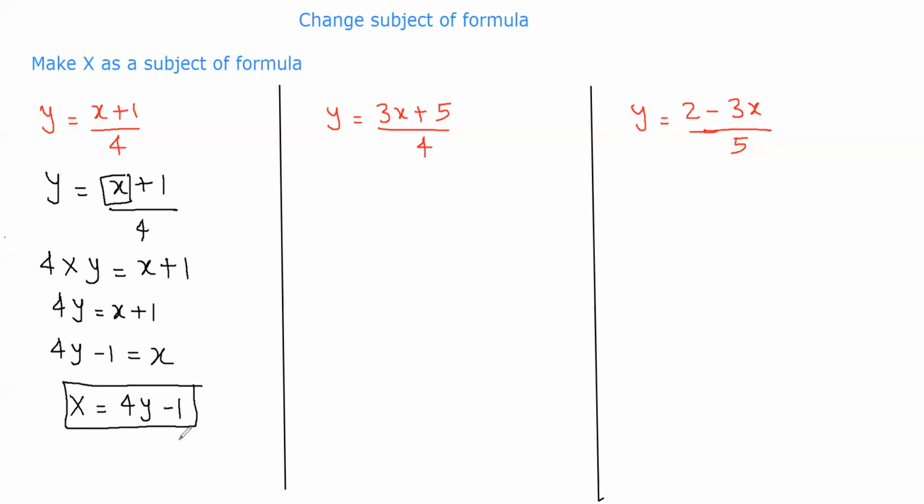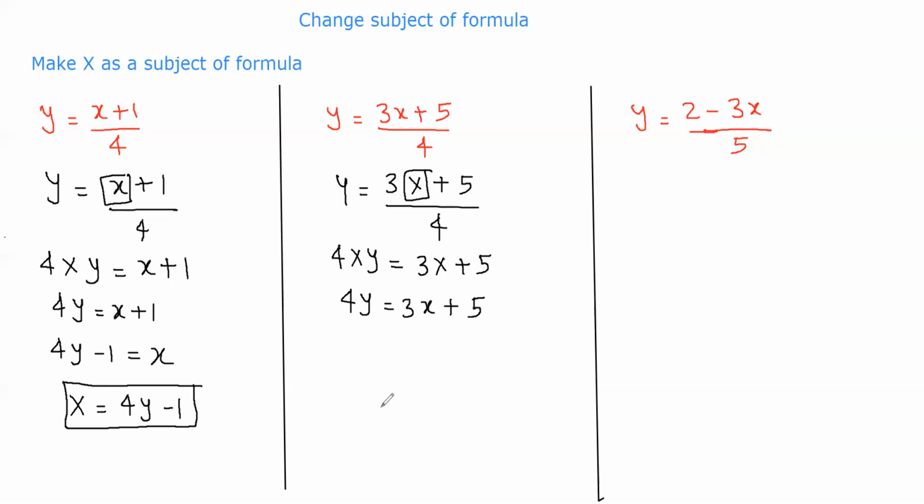Right. Next question. y is equal to (3x plus 5) over 4 and we have to change the subject of the formula to x. So y is equal to 3x plus 5 divided by 4. So first of all, this 4 is in divide. Whenever I shift it to the other side, it will come in multiply. So 4 times y is equal to 3x plus 5, so we can write it as 4y is equal to 3x plus 5.